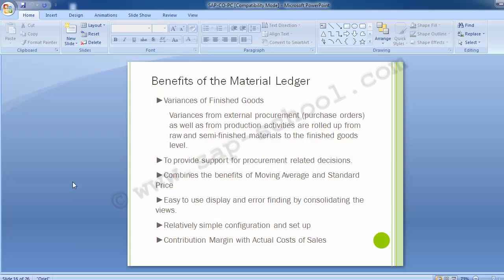The different benefits of the material ledger: variances of finished goods, support for procurement related decisions, it combines the benefits of moving average and the standard price, easy to use display and error finding by consolidating the views, relatively simple configuration and setup, and contribution margin with actual cost of sales can be easily calculated.